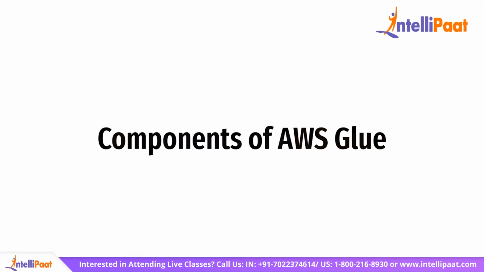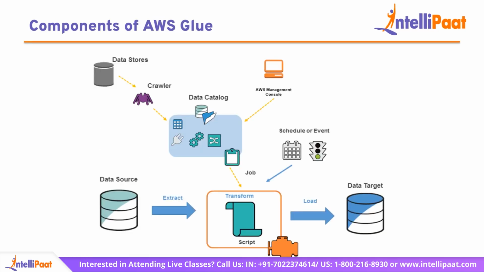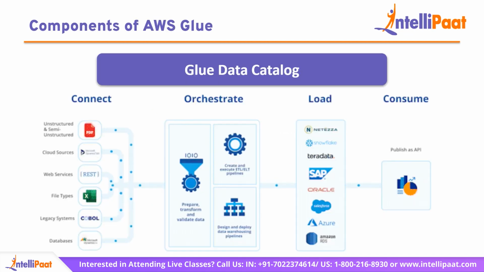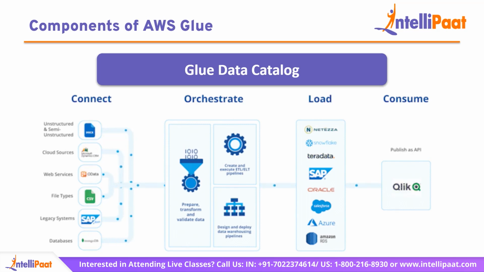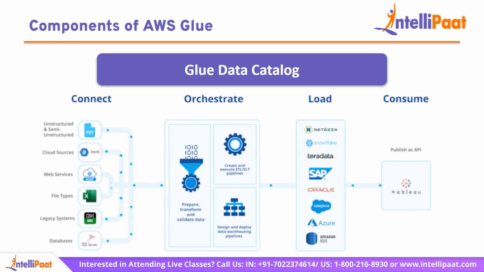Coming on to the components of AWS Glue. The slide depicts how the different components of AWS Glue interact with each other. The first component of AWS Glue is Glue Data Catalog. The Glue Data Catalog is a central metadata repository that stores information about data sources, tables, schemas, and transformations. It provides a unified view of metadata, making it easier to discover, search, and manage data assets across different sources. The data catalog supports both structured and semi-structured data.